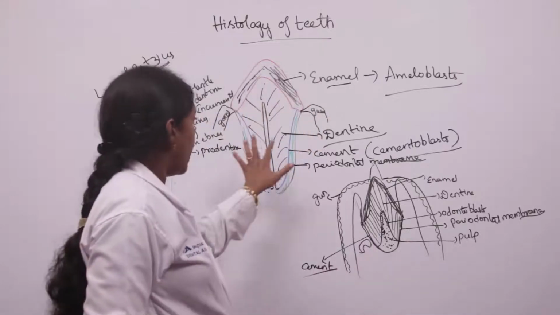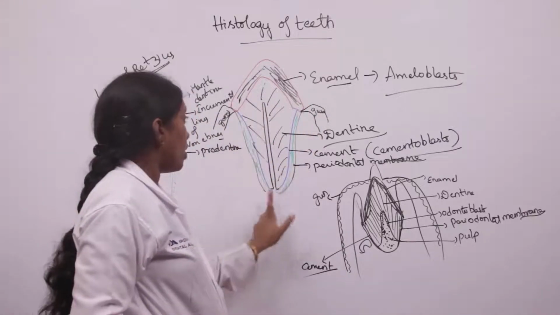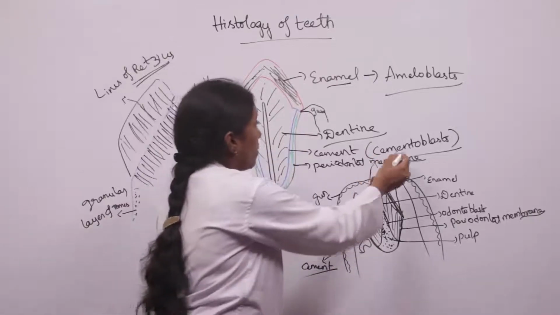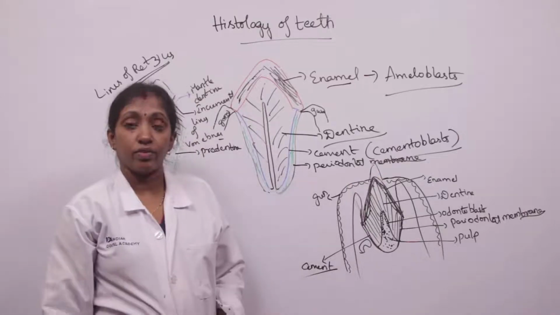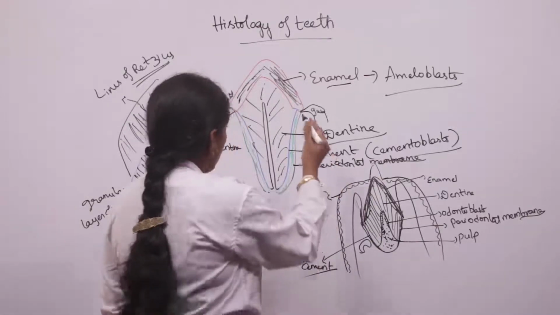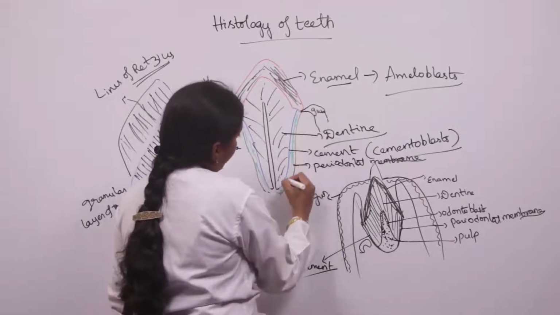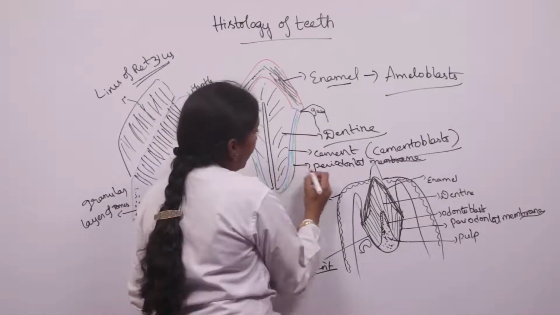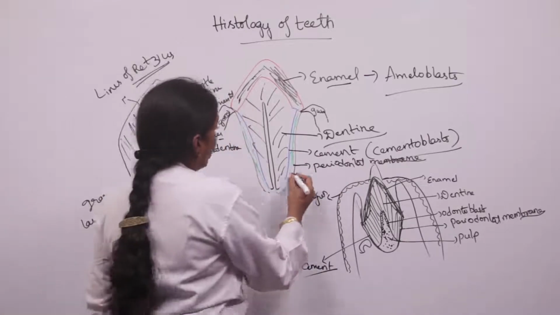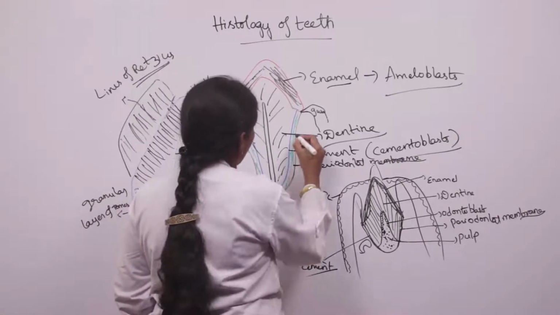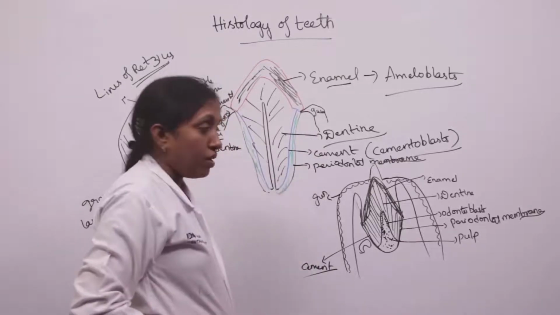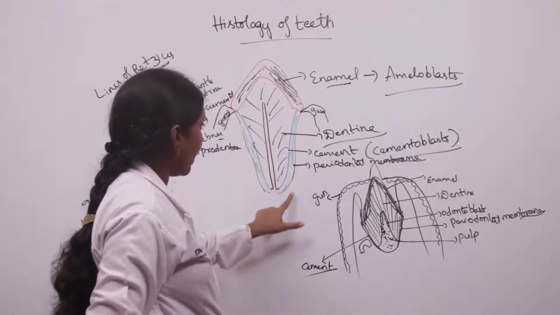And coming to the dentine in the root, it is covered by a hard substance called cement, which is deposited by the cementoblast cells, derived from mesenchymal cells. The blue layer is the cement. Outside the cement we have the periodontal membrane, which connects the root of the tooth to the bony socket. So that's about the periodontal membrane.